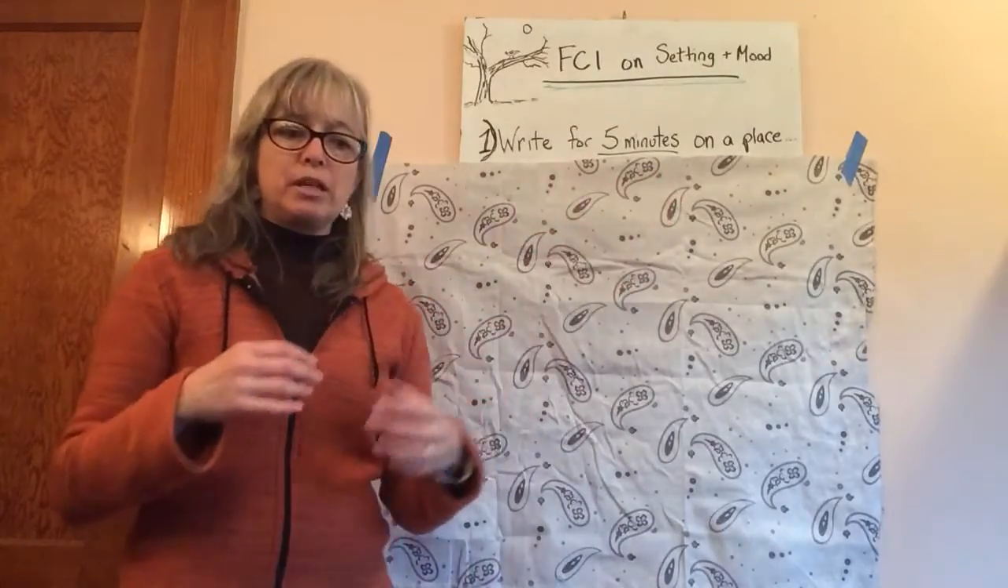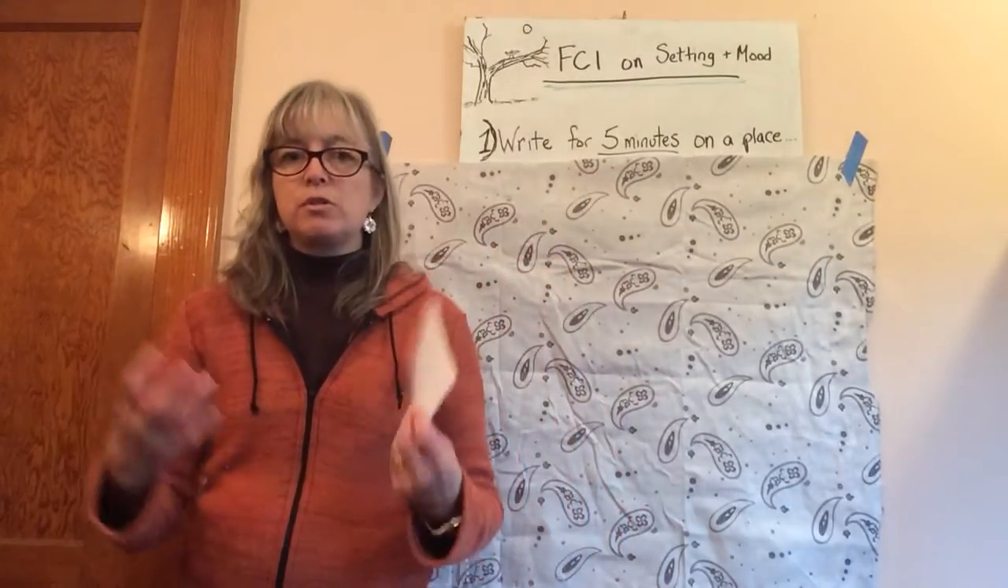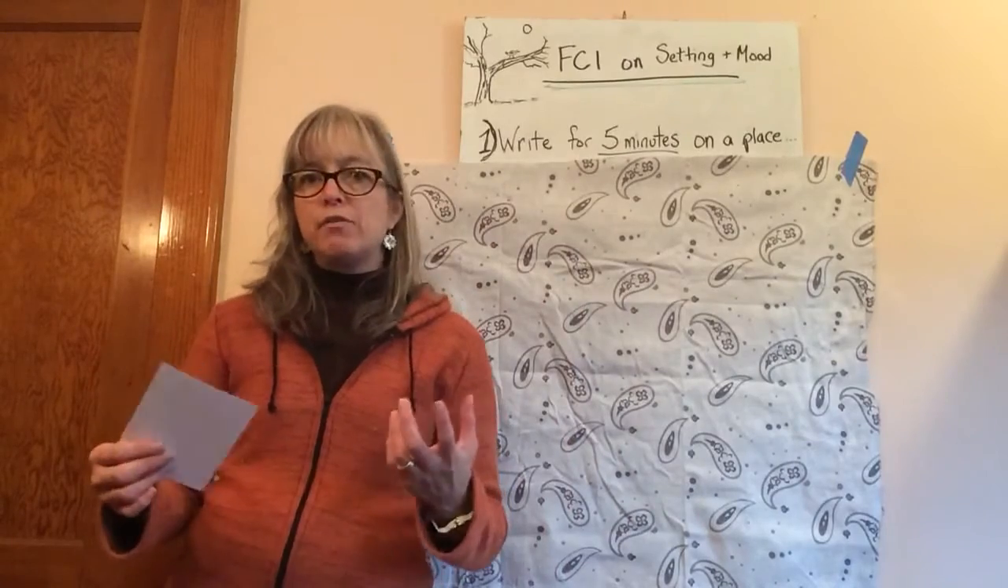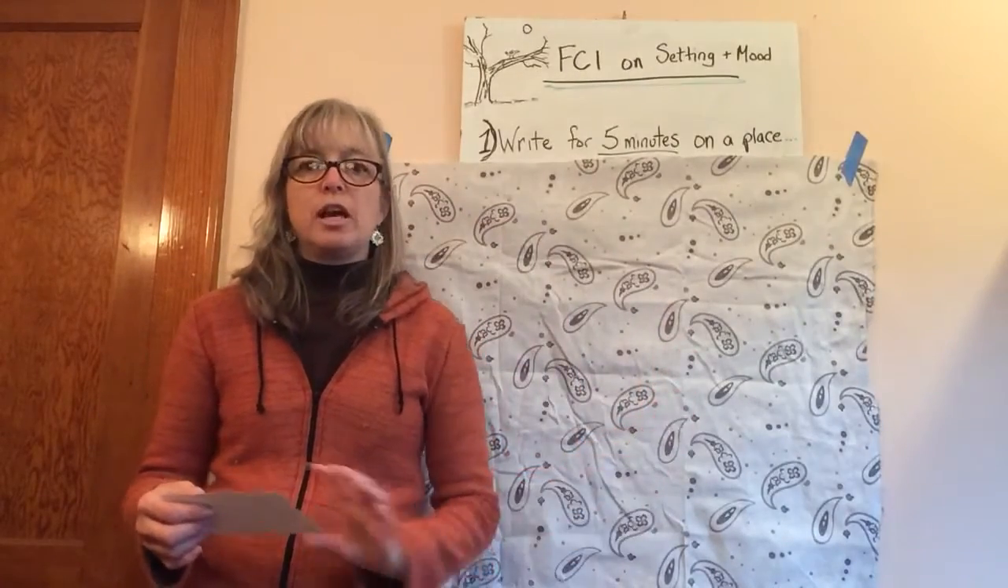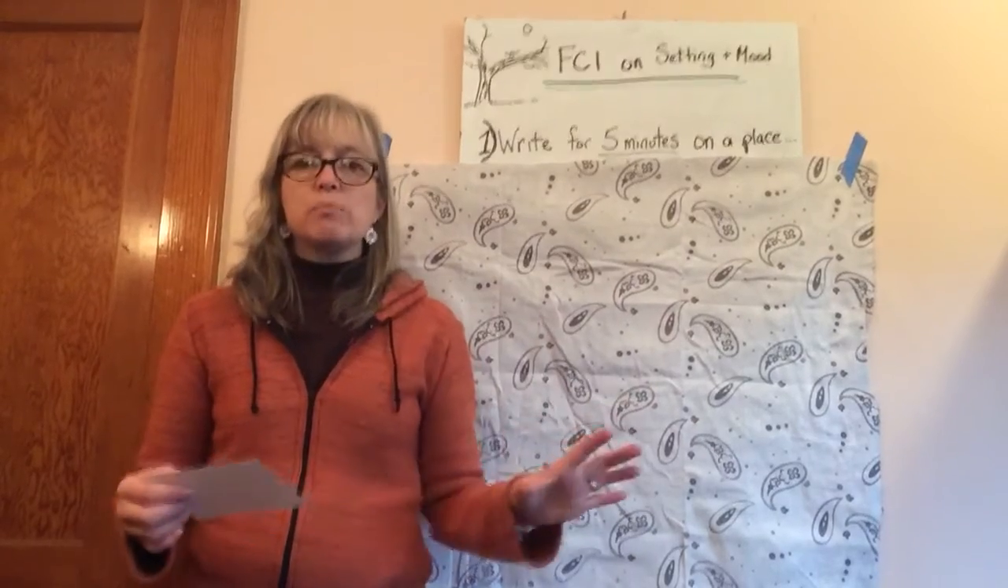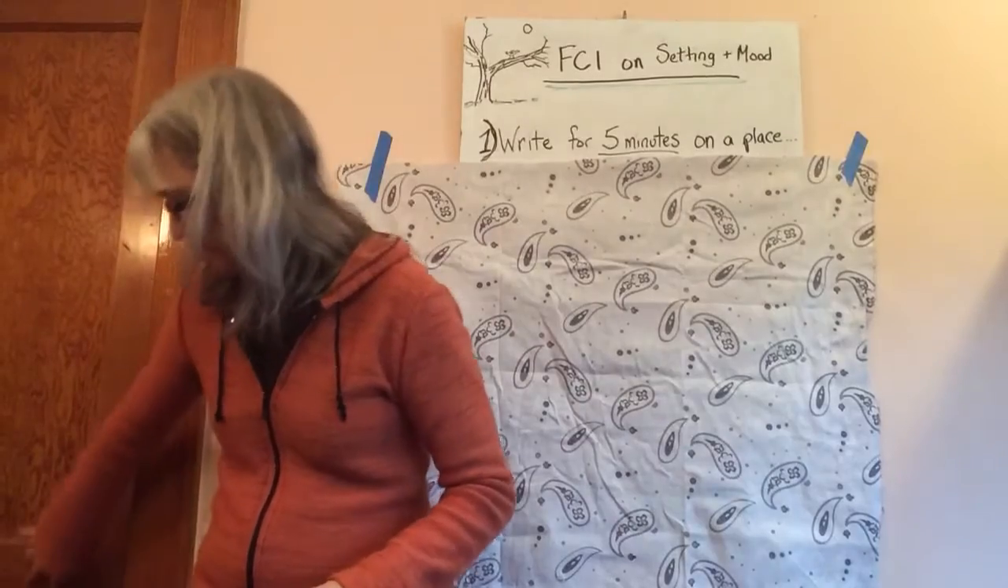on a particular place. Now, the place could be something that appeals to you, is very comfortable, is very safe or peaceful, or you could go totally the opposite direction and write about a scary place. So just some sort of a place. So pause and write about place.